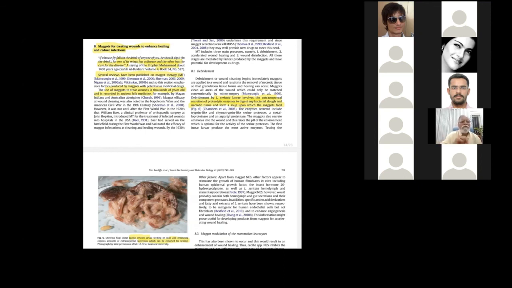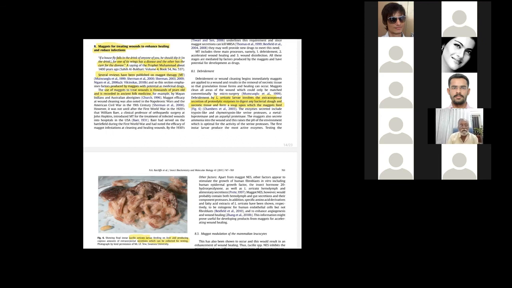Maggots for treating wounds to enhance healing and reduce infection. That's very interesting. Maggots are a source of problem. But here is a saying of Prophet Muhammad about 1400 years ago: if a housefly falls in the drink of anyone, he should dip it in, for one of its wings has a disease, the other has a cure for the disease. That's very interesting. Maggot therapy. I've never heard of it before.